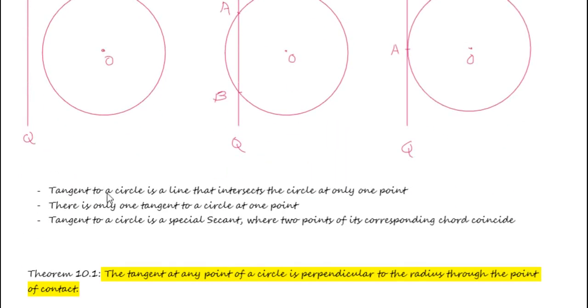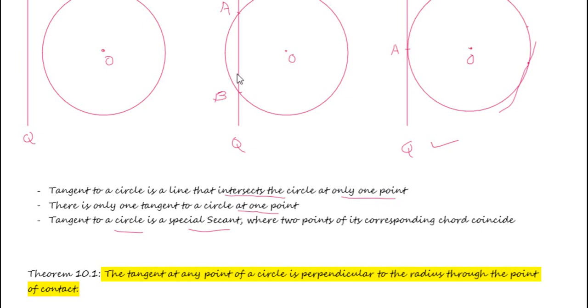So what is a tangent? A tangent to a circle is the line that intersects the circle at only one point. This one. There is only one tangent to a circle at one point. Take any point on the circle, you can draw only one tangent at that point. If you draw one more line, that won't be a tangent, that will be a secant because it will cut the circle at 2 points. A tangent to a circle is a special secant.